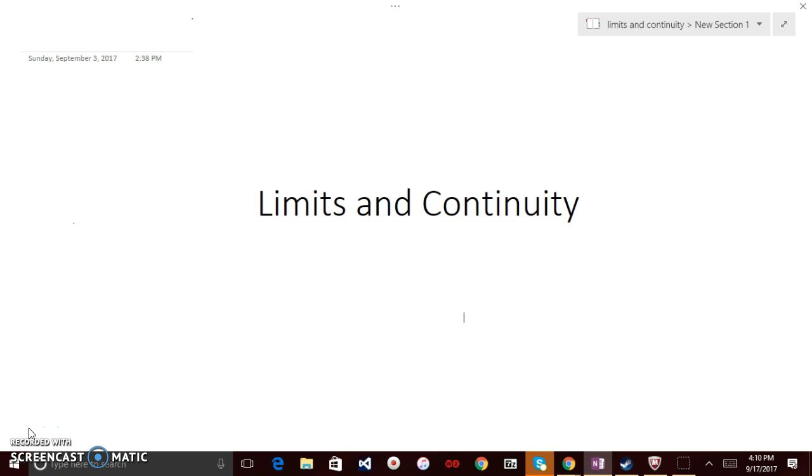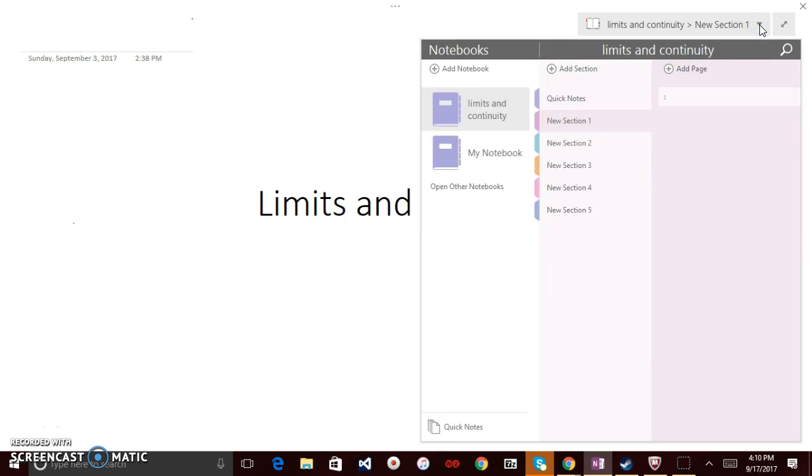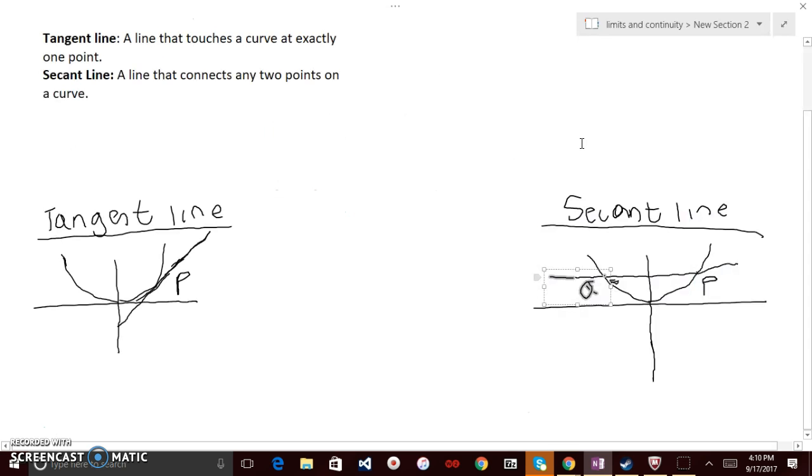The topic of today's video is going to be limits and continuity. We're going to go over basically the definition of what a limit is using this concept of a tangent and a secant line.